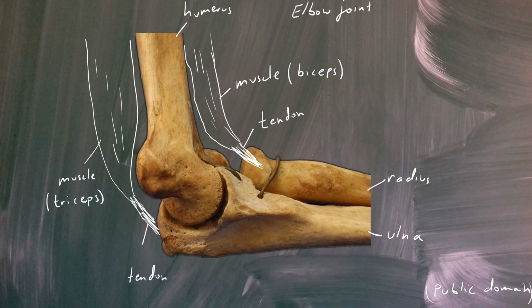These are simply the names of the muscles. But what I would like to do now is have a closer look at the actual joint itself, because there are a few things we have to add here. I'm going to add a line here, which covers this part here. This is cartilage.